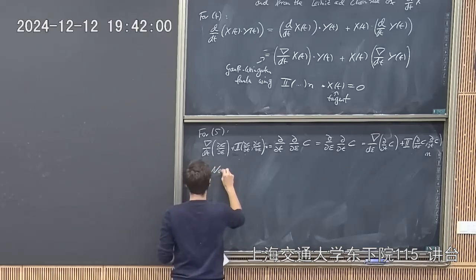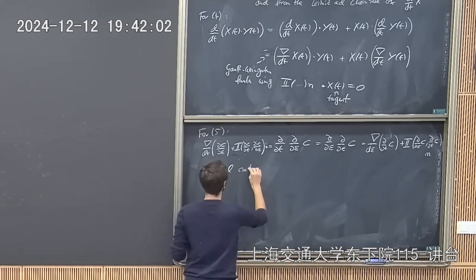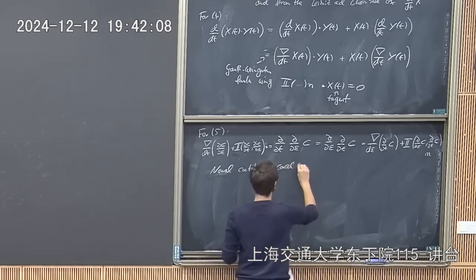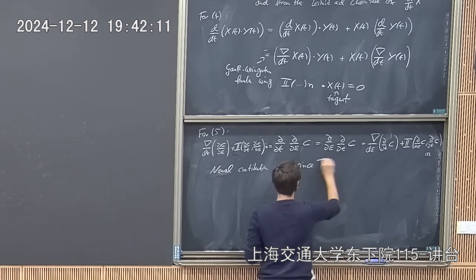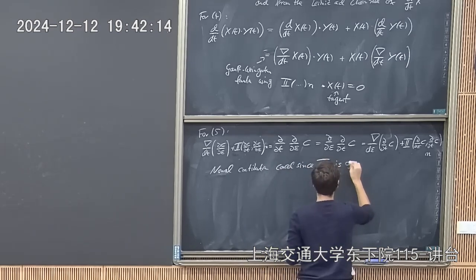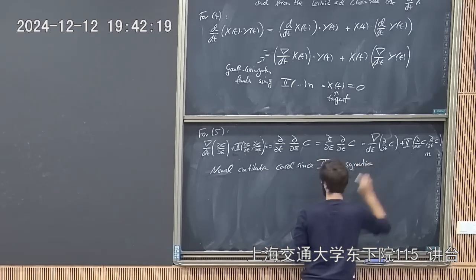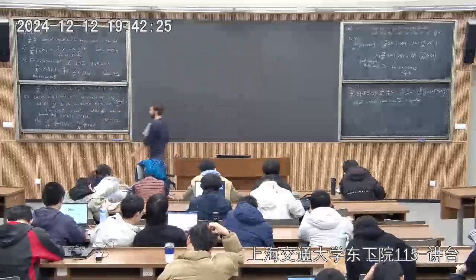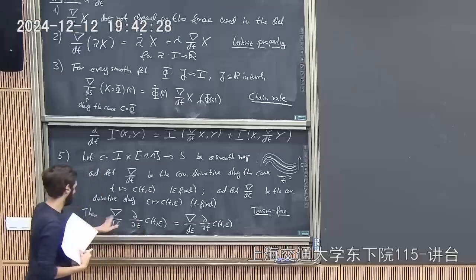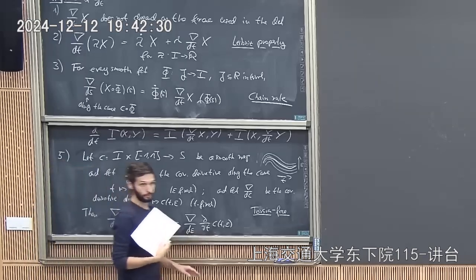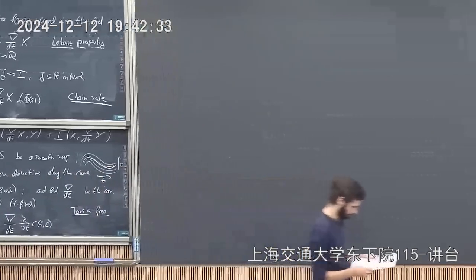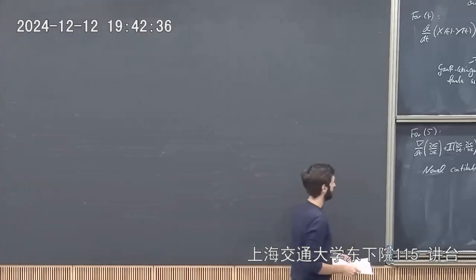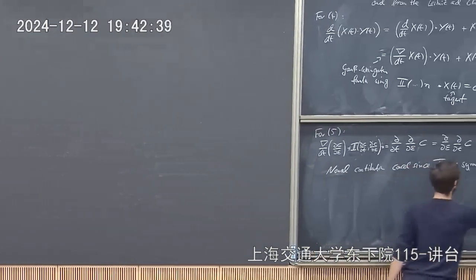So the normal contributions cancel since the second fundamental form is symmetric. And what you end up with is exactly this formula that I claimed here, that the covariant derivative of the partial differentials commute. Good. So that finishes the proof.